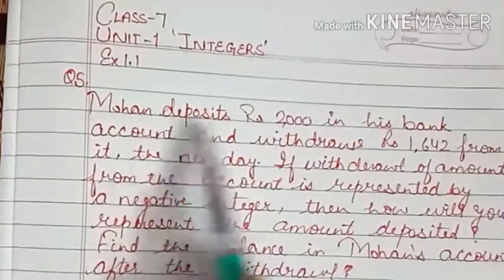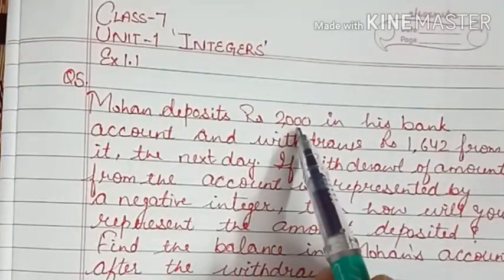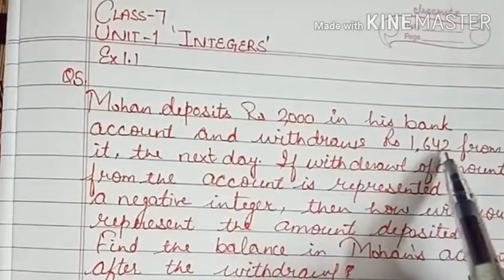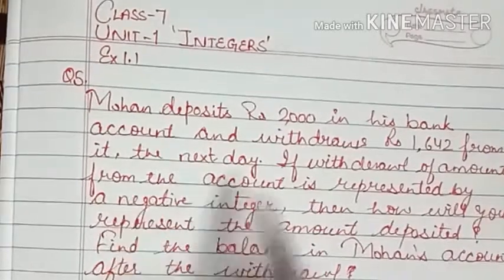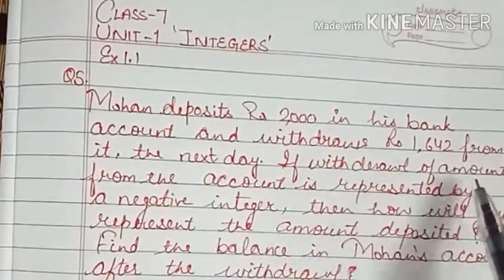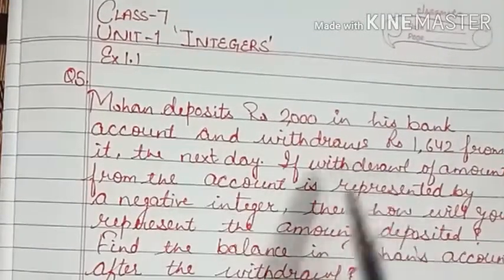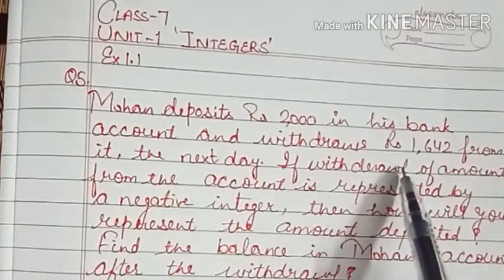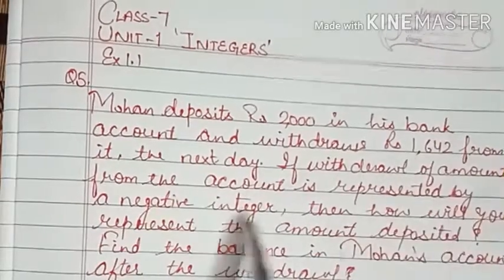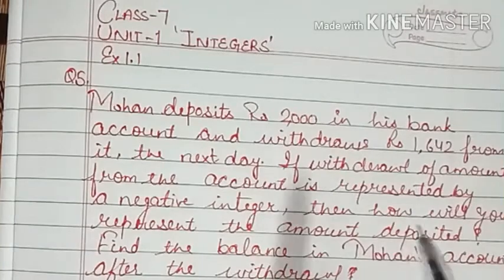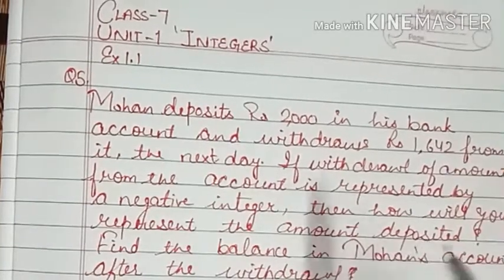That means one day Mohan deposits 2000 rupees in his account and the next day he withdraws some money, that is 1642 from his account. If withdrawal of amount from the account is represented by a negative integer, that means if we represent this withdrawal by a negative integer, then how will you represent the amount deposited? So it's very simple. Amount deposited, that means something added, so we will show it with a positive integer.